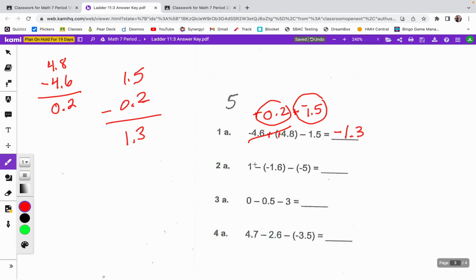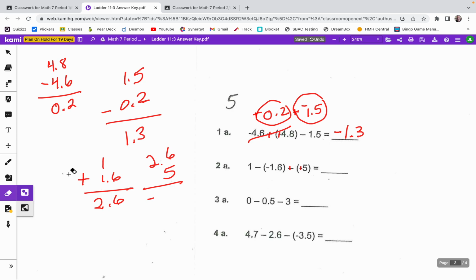Okay, 1 minus a negative 1.6, that's the same as 1 plus 1.6. So that's 2.6. And subtracting negative 5 is the same as adding the opposite of negative 5, which is 5. So 5 and 2.6 is, oops, what I did there, I almost added the wrong place values. It's really 5.0, so that's 7.6. So this one is 7.6.